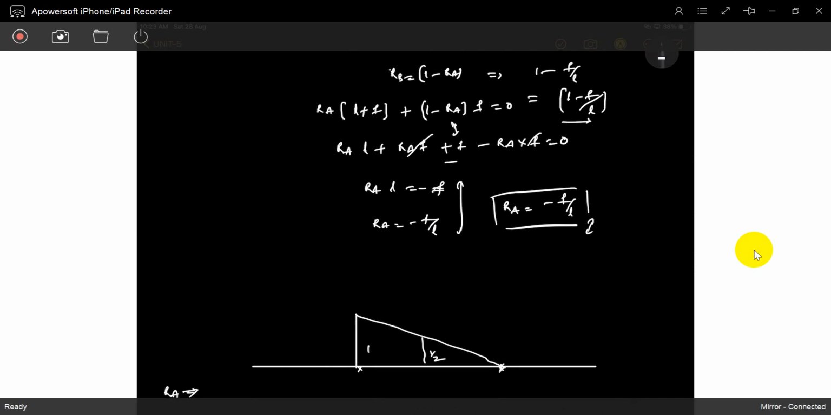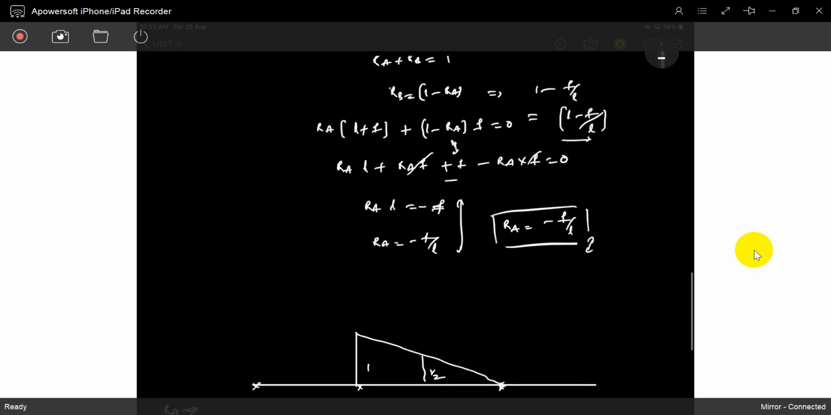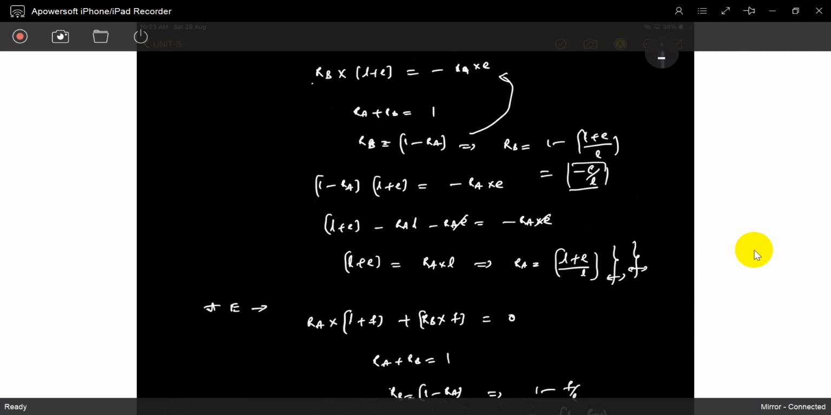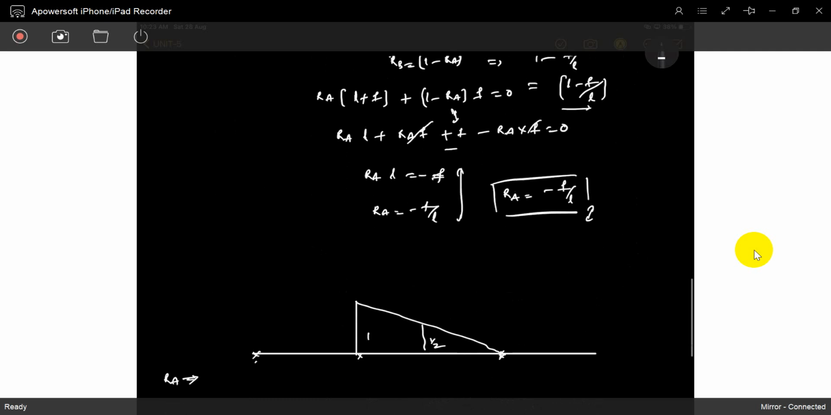Okay, so next, when the load is at D, what is the value? When the load is at D, it is L plus E by L. You can just join it. It will be a straight line, exactly a straight line. This value is L plus E by L.